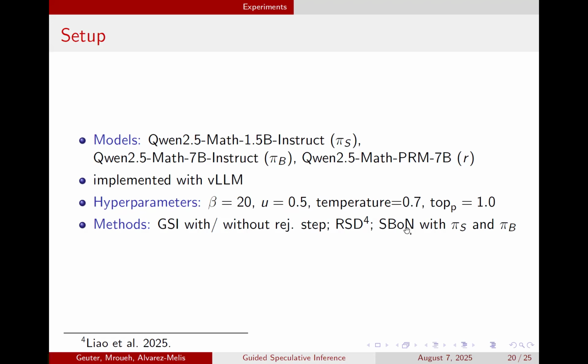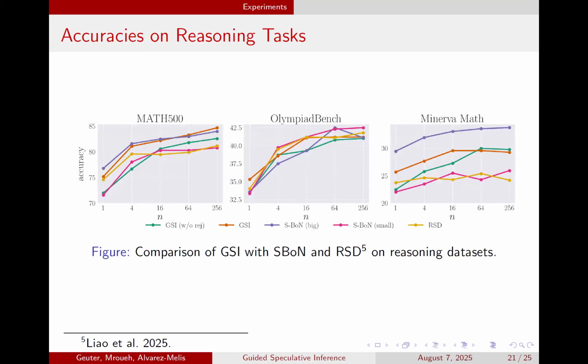And then we also compare to a soft best of n with both the small model and the big model. And these are the results on some reasoning tasks where we ran this. We ran this on 3 reasoning data sets, Math 500, Olympiad Bench, Minerva Math, which are mostly mathy questions that have clear answers. Usually the answer will be something like a number, so you can check if the answer generated by the model is correct or not.